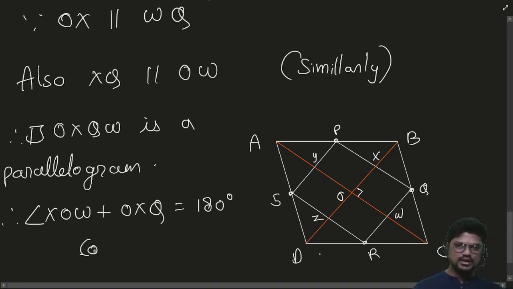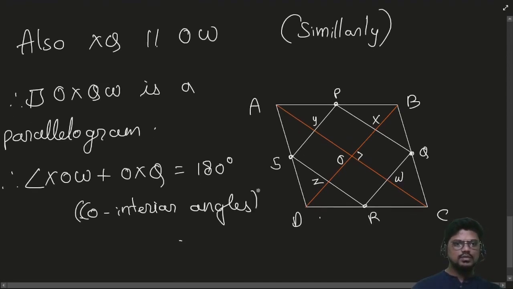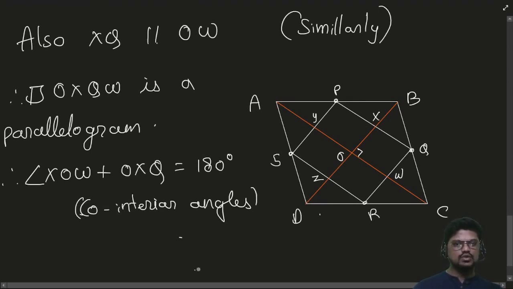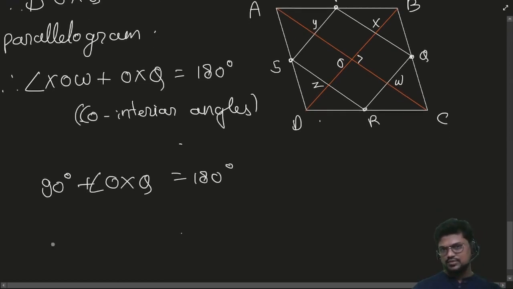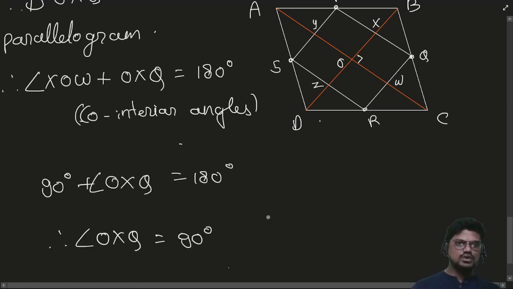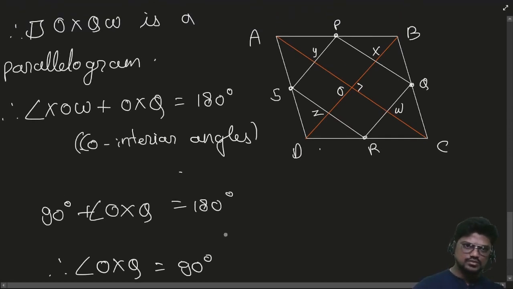Why? Co-interior angles, not linear pair. Co-interior angles. But we know that XOW is 90 degree. So 90 degree plus angle OXQ equals 180 degree. Therefore, angle OXQ is equal to 90 degree.